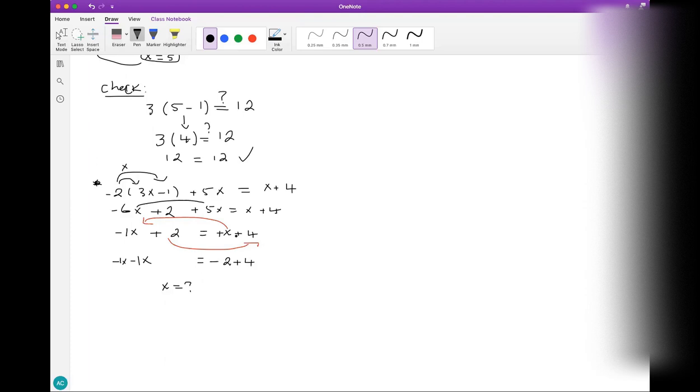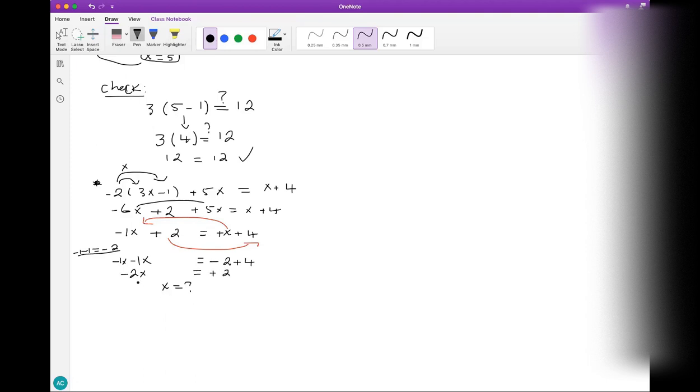Once we move the variables to one side and the numbers to the other side, now we can combine them. What's negative 1 minus 1? Negative 2. Exactly. So be careful when you combine like terms, basically using the rules of addition and subtraction. So negative 1 minus 1 is negative 2x. The equal sign here. And what's negative 2 plus 4? Positive 2. Positive. Very good.